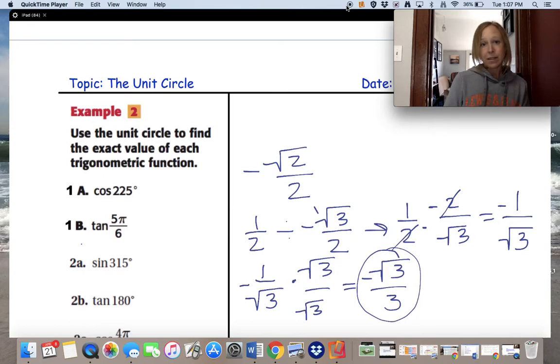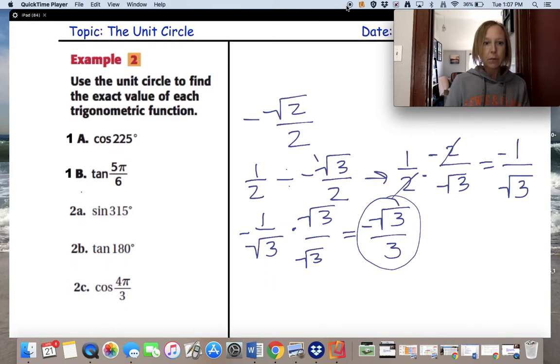Tangent is the only one that's going to take work. All the other ones we'll just read right from our circle. And you will notice some patterns even when you start working with tangent more and more often. I'd like you to pause the video at this time, finish up those next 3 examples, and come back and check your answers.